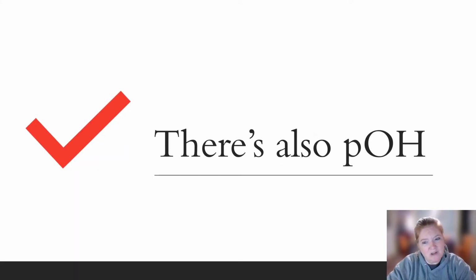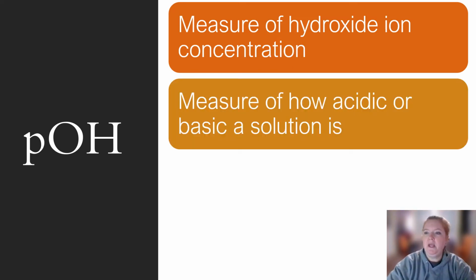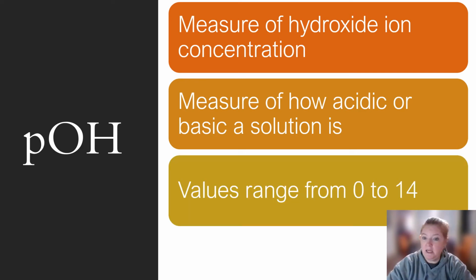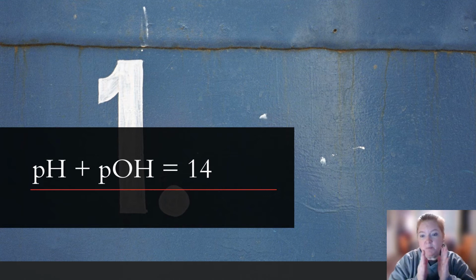Well, guess what? There's also pOH. Oh, great. What do I mean by that? It's really not so hard. So pOH is a measure of the hydroxide ion concentration. It still talks about how acidic or basic something is, and its values still go from 0 to 14. Together, they make a whole picture. So pH plus pOH equals 14.